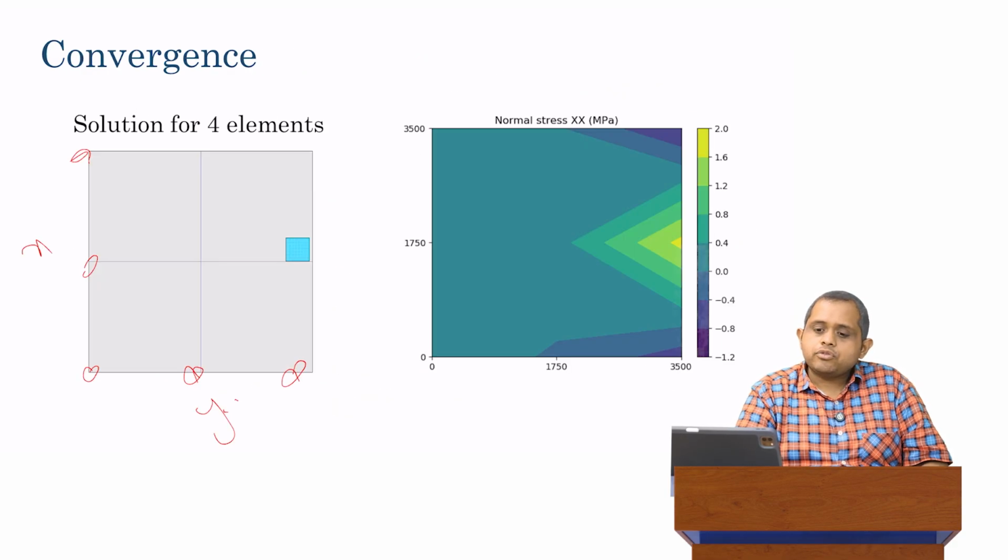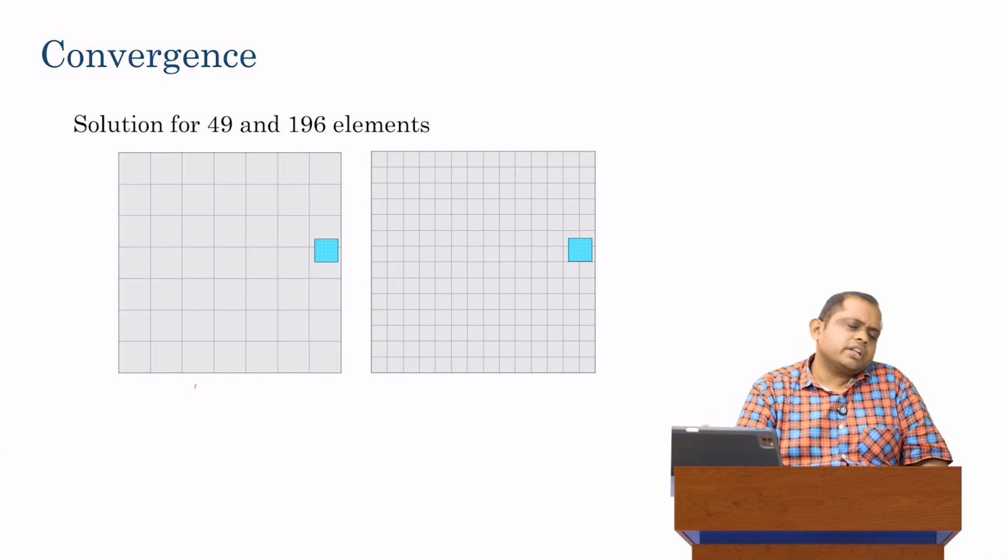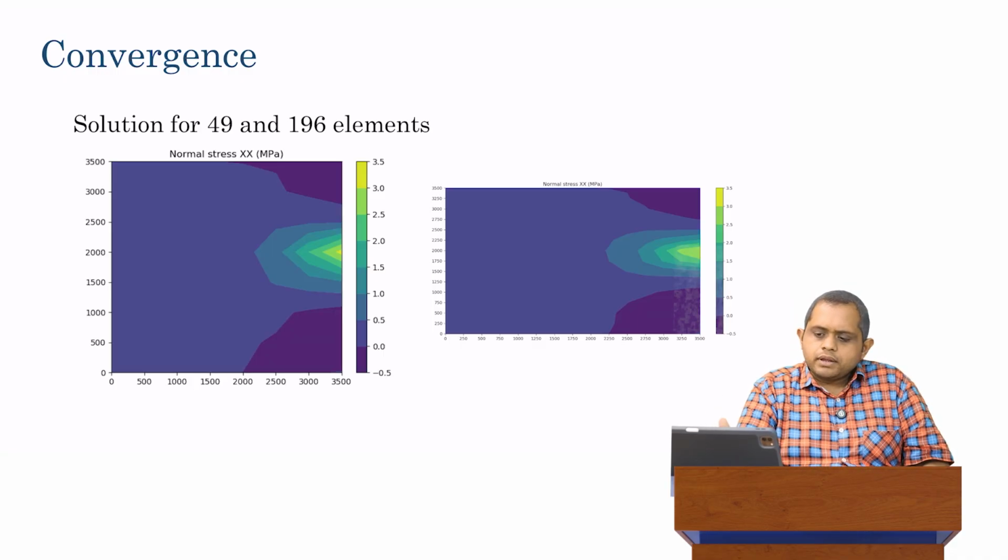Now, when we had 4 elements, you see the load is over here and the maximum stress also seems to be coming in the same region. That's good. Similarly, this is what 49 elements looks like, this is what 196 elements looks like, and you can do as many as you want. You can see here again, the same thing is happening. The load is placed over here, and I'm getting a maximum stress over here.